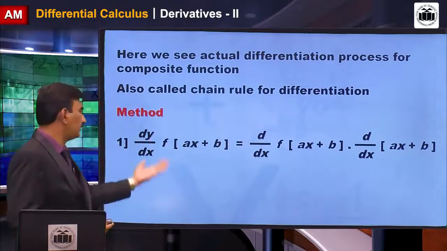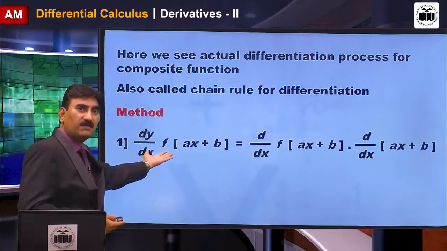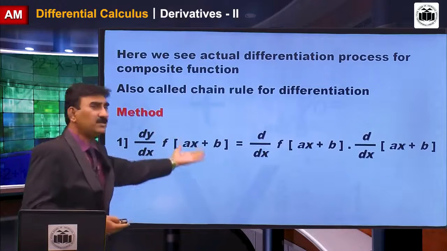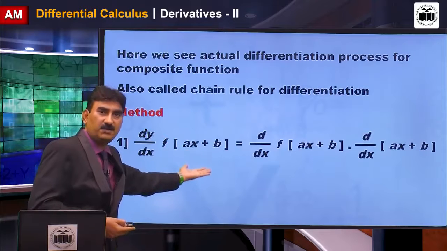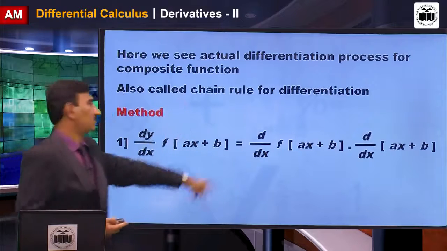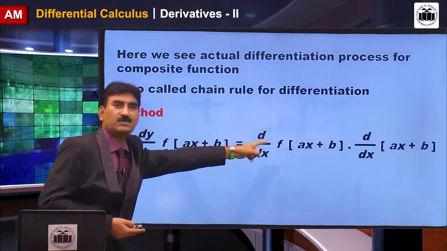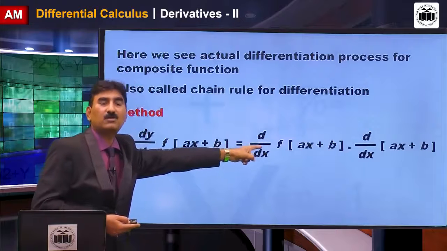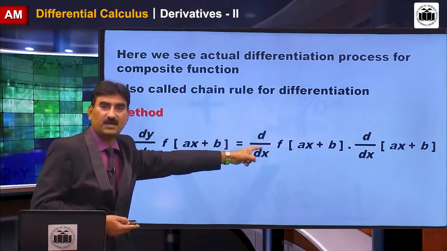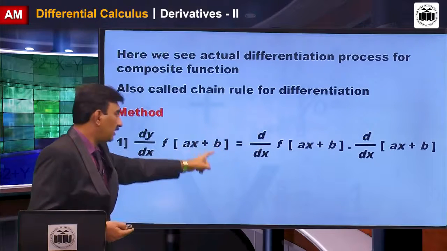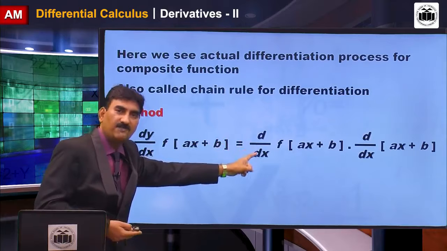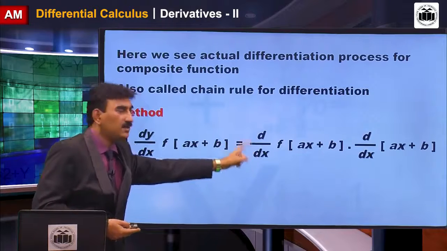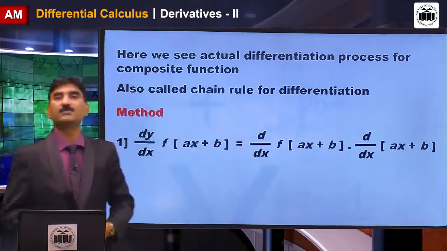What is our outer function here? F. Outer function, first function. And what is the inner function? This is ax plus b. Remember students, the sign in between these two derivatives is multiplication, not addition or subtraction. So remember, the derivative of f of ax plus b, into the derivative of ax plus b.